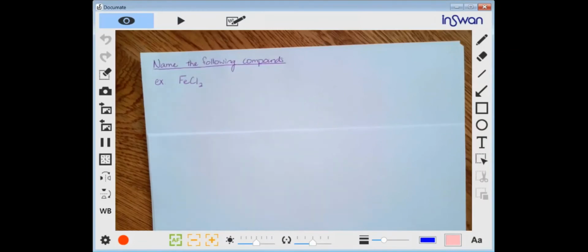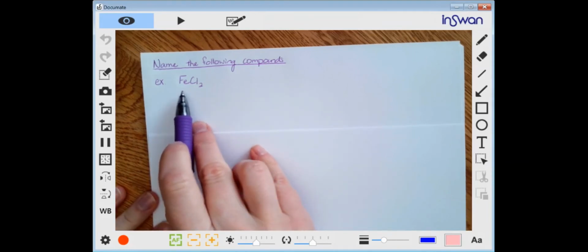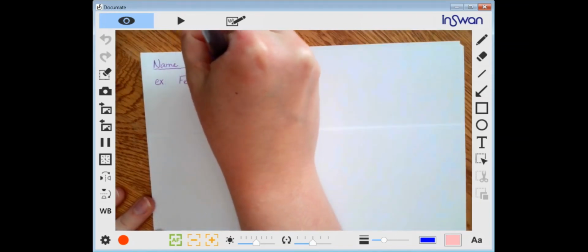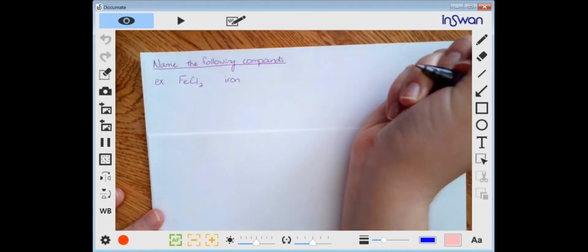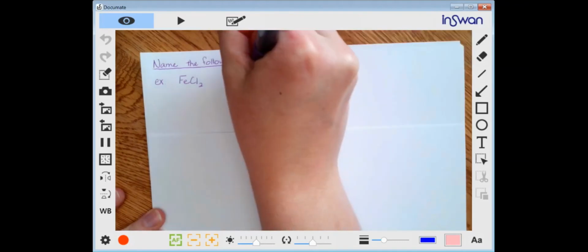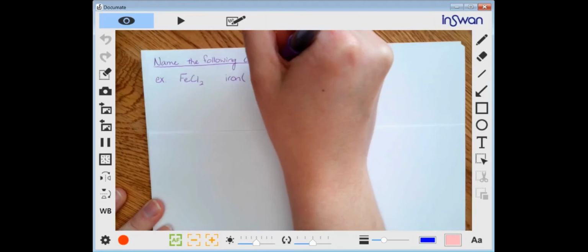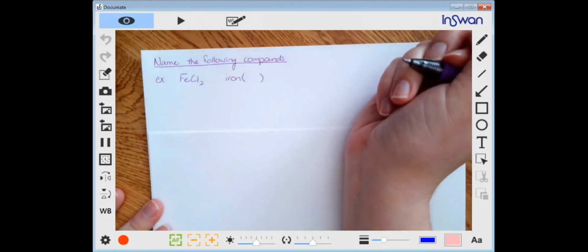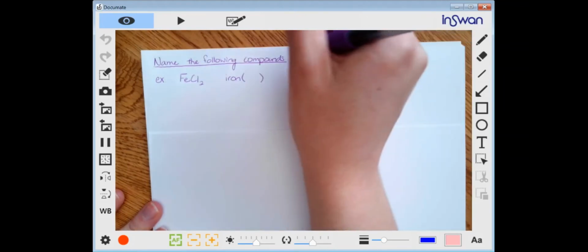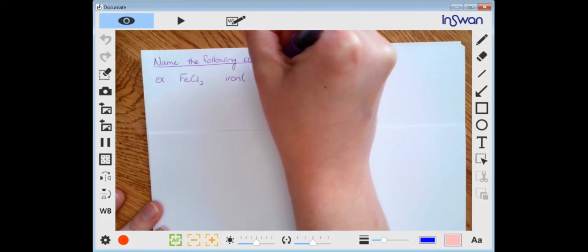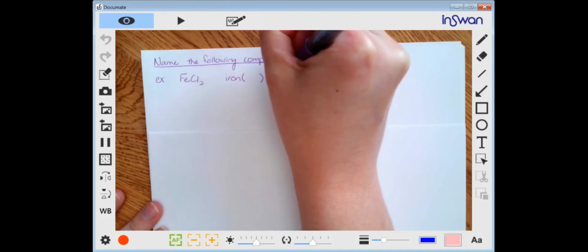Okay, so now we're going to go ahead and name the following compounds. So if I look at this, I have Fe and Cl. Well, Fe is iron, which I know is a transition metal, so I'm going to need some Roman numeral. I'm not sure what yet, but I'm going to figure that out. And then Cl stands for chlorine. So remember, when it's a monatomic ion, we're going to change the ending to the ide form. So it's going to be iron something chloride.